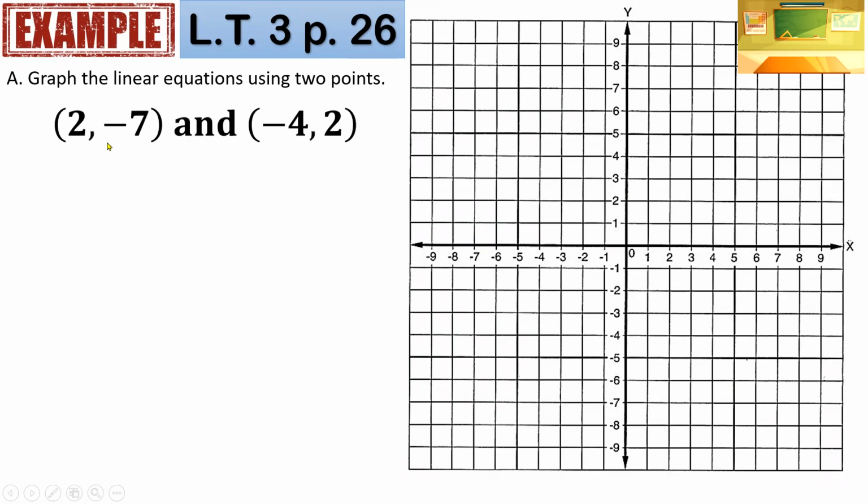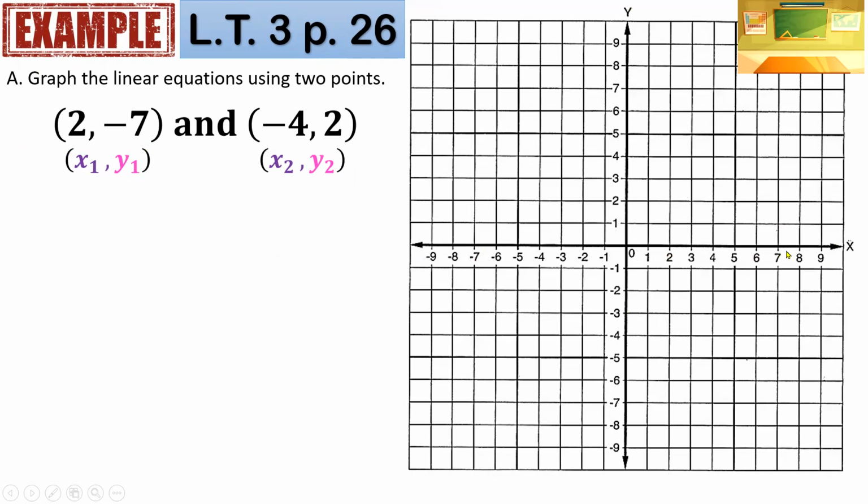So we have point 1, 2, -7. And then point 2, -4, 2. So first, let's graph 2, -7. So to find 2, -7, we have here our Cartesian plane. So we have here the x-axis and the y-axis. So 2, -7. So unahin muna natin tong x and then bago tong y na to.